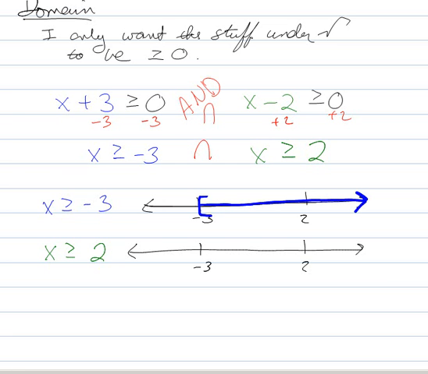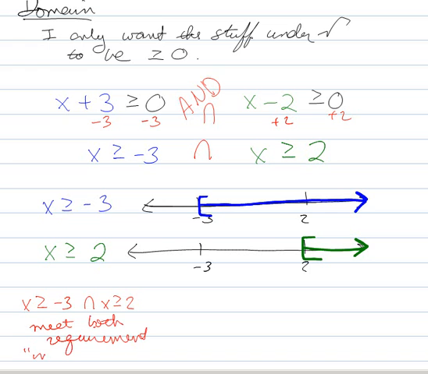We've got x is greater than or equal to 2. And remember, since I'm super picky, x is greater than or equal to negative 3 and x is greater than or equal to 2. That means I have to meet both requirements. The other way we talked about it was this is the intersection.